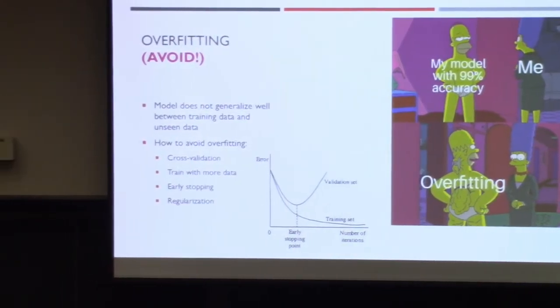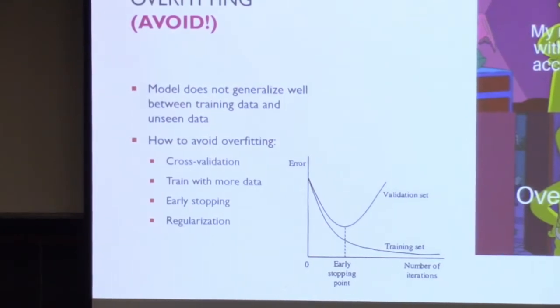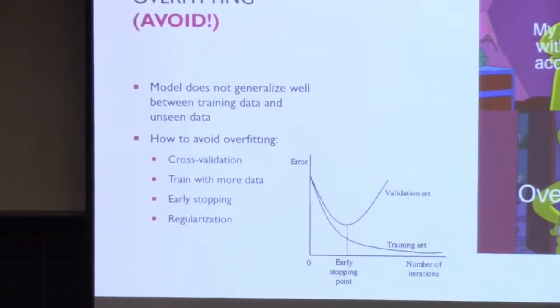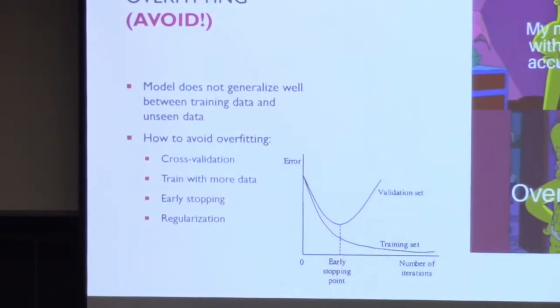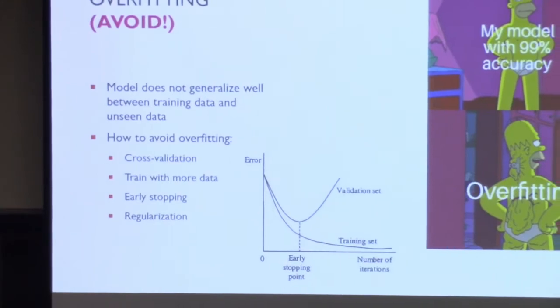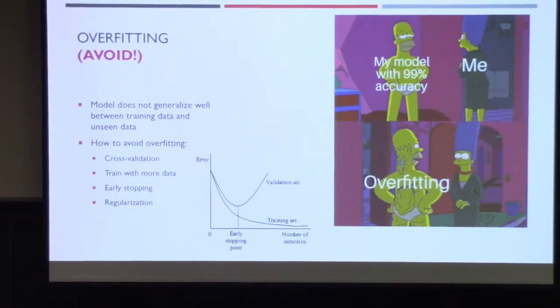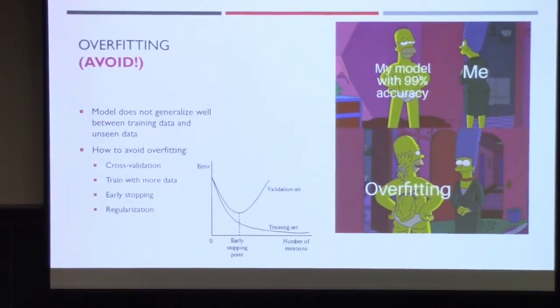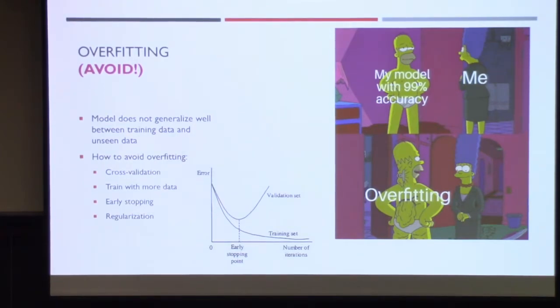You could have a machine learning model with 99% accuracy, but that could just mean that you overfitted when you were training your data. You probably trained it so much that it was fit to every single data point, but not representative as a whole. So when you test with new data, it is not going to yield good accuracy or good results. Basically, overfitting is when the model doesn't generalize well between the training data and the unseen data.